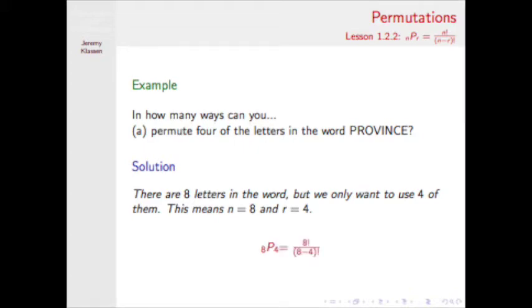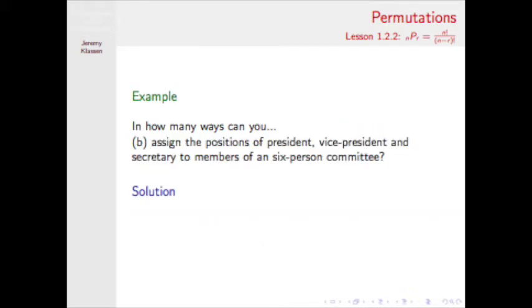And going back to our definition of permutations, we know that we would then write this as 8 factorial divided by (8 minus 4) factorial. Now it's simply a matter of plugging this into our calculator, and we see relatively quickly that this is 1,680. So there are 1,680 ways of taking 4 letters from the word province and determining the number of permutations. Now let's look at another question.